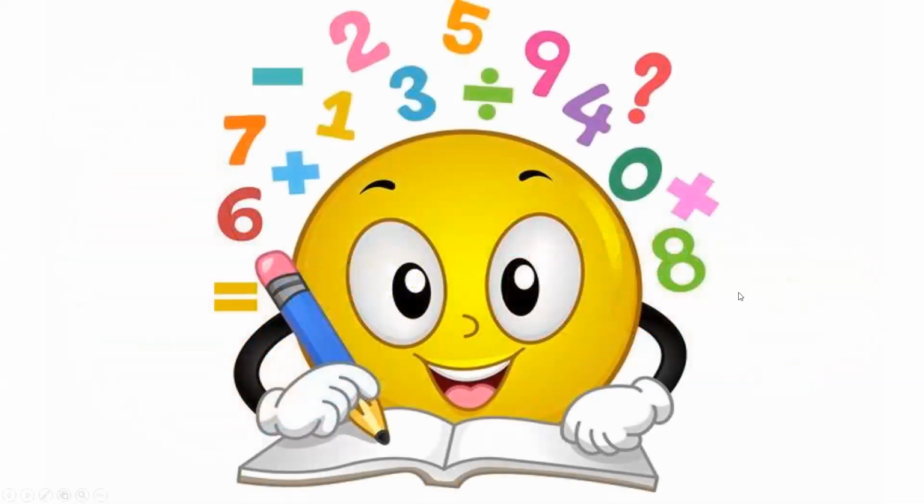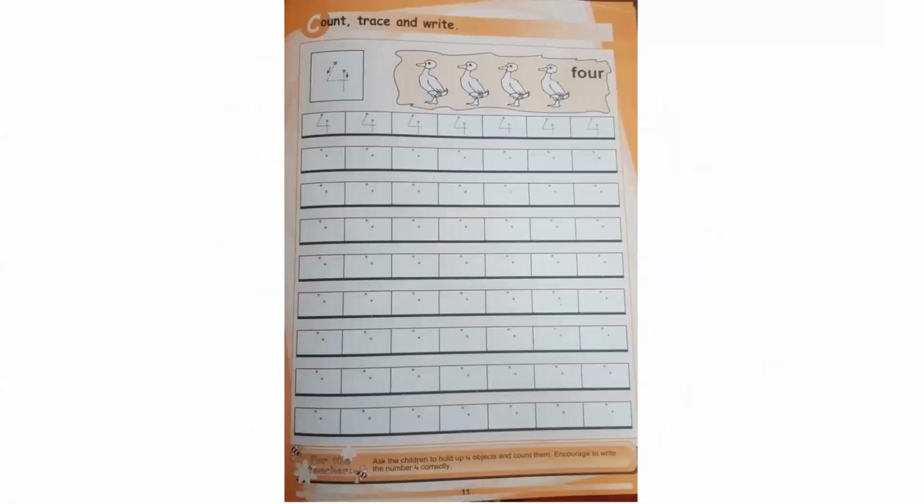Okay, now I will tell you about your homework. You are doing very good. Today is your homework. You will trace number 4. Which number is this? Number 4. And this is your Kaaba workbook. All of you know now very well. And this is number 4. You will write number 4. And also you will color in these ducks.